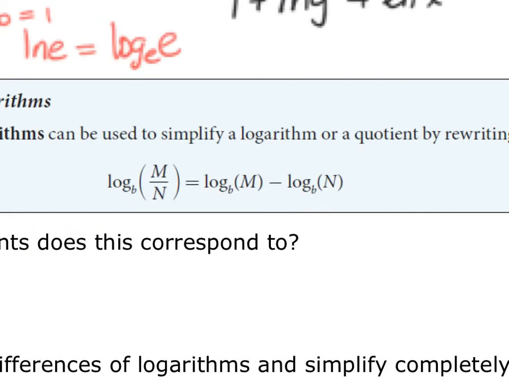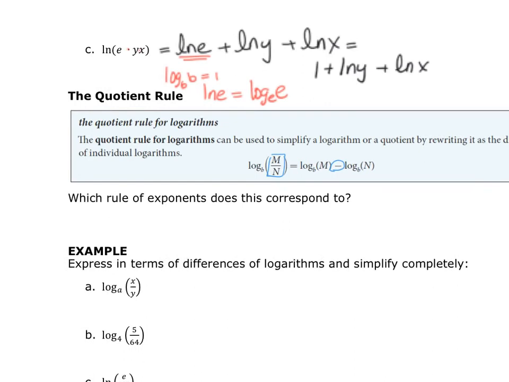Our next one is the quotient rule. The quotient rule is if m and n are being divided, then that equates to a subtraction. Remember, these are exponents. The exponential rule that this belongs to is if I have a to the m divided by a to the n, because my bases are the same, I can subtract the exponents, which is what I'm doing here.